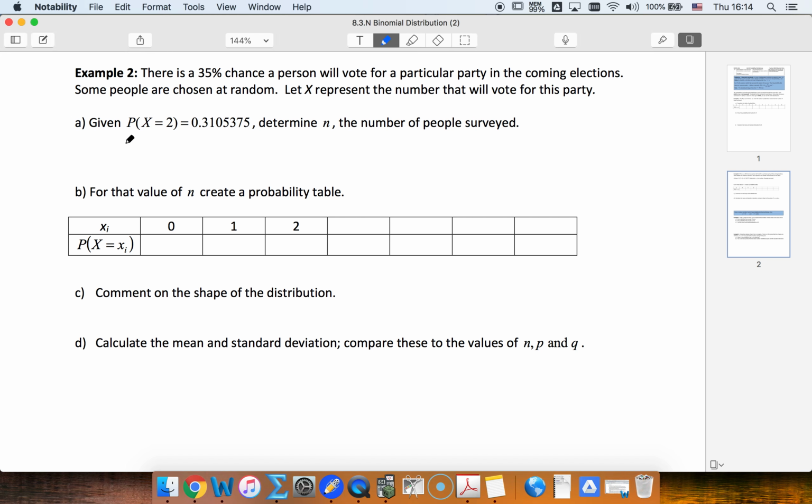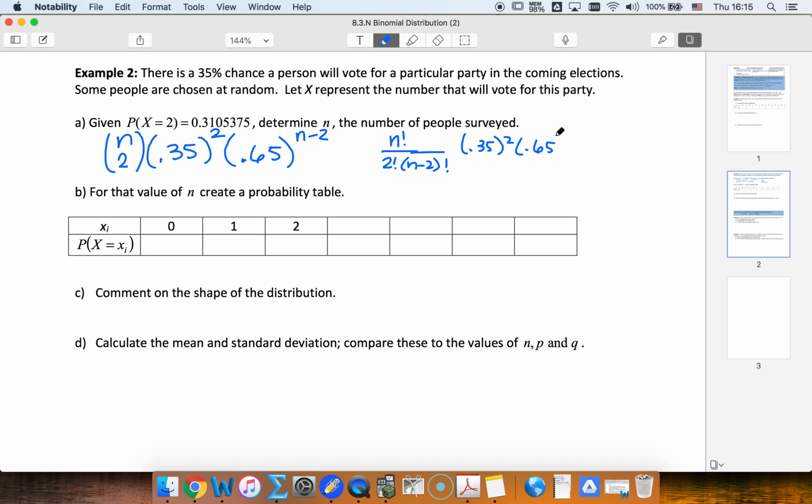Well, I know that my probability is going to be N choose R, so in this case my R value is 2. My probability of success is 0.35, so that's happened twice. And then 0.65 is going to happen N minus 2 times. So N choose R is N factorial over 2 factorial, N minus 2 factorial, times 0.35 squared, 0.65 to the N minus 2, and then I'm going to have it equal to this probability, 0.3105375.